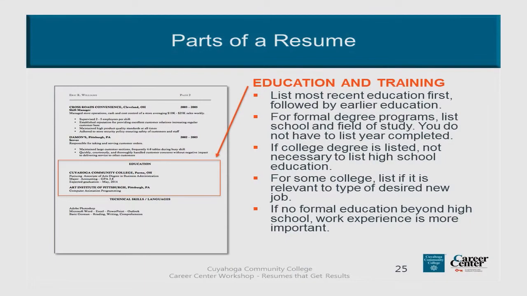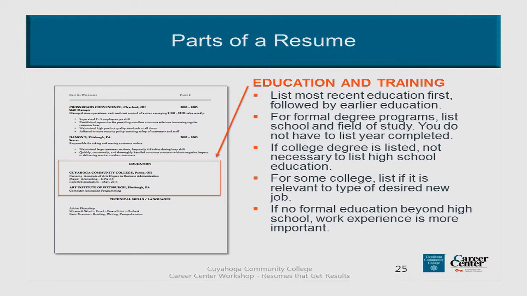Let's review the placement of the education section. After your professional summary if you are a student, or after your employment history if you are not. You should list the most recent education first, followed by earlier education. This is also known as reverse chronological order.